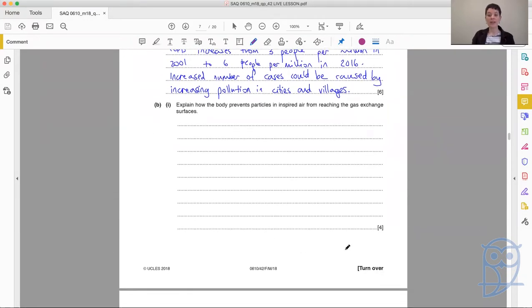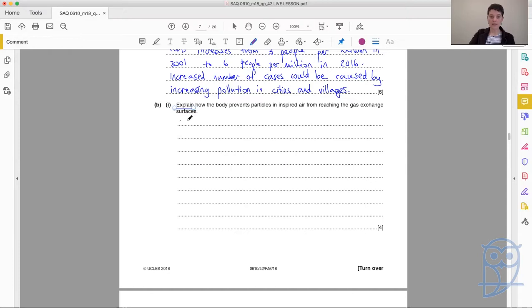And we start off with an explain. So nice to underline our question words. How the body prevents particles in inspired air, so air that is breathed in, from reaching the gas exchange surfaces. Okay, so those gas exchange surfaces, that's your alveoli. So how does the body prevent particles in air that's breathed in from reaching the alveoli?